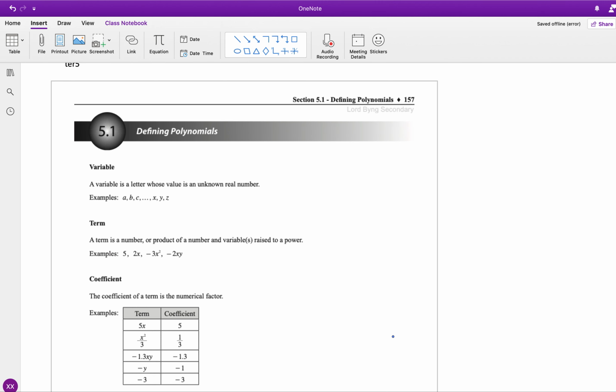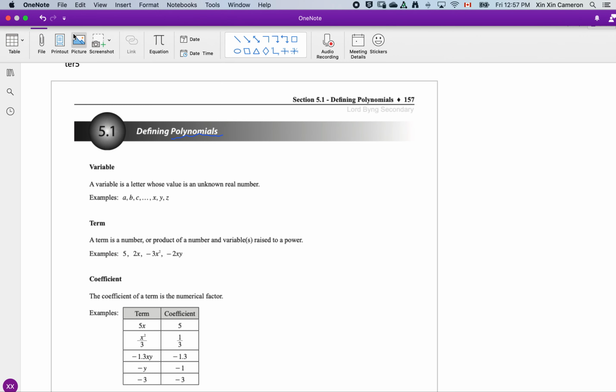Now we're in chapter 5. Here we're saying defining polynomials. So basically the whole section here is just to touch upon what a polynomial is all about, right?